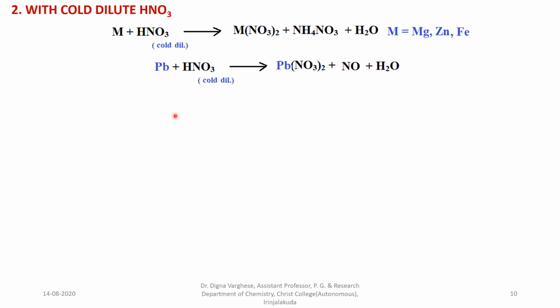But in the case of lead, it will give lead nitrate. Instead of ammonium nitrate, it will give nitrogen monoxide, that is nitric oxide, with water. So for metals reacting with cold dilute nitric acid, zinc, magnesium and iron give metal nitrate with ammonium nitrate, but lead gives metal nitrate with nitric oxide instead of ammonium nitrate.